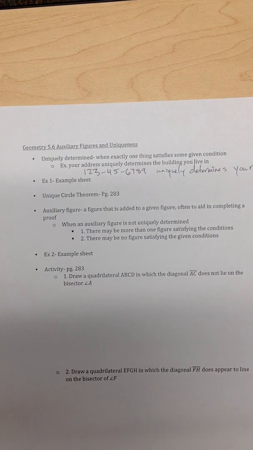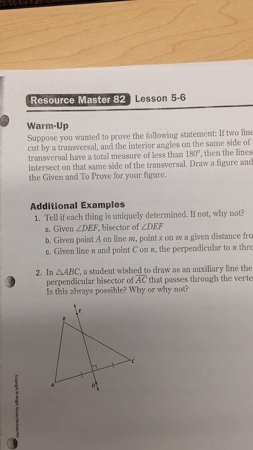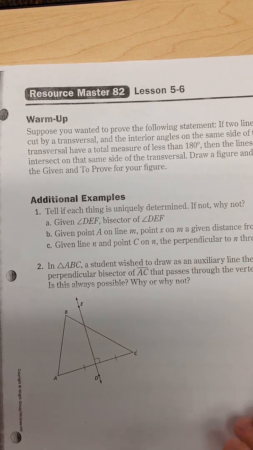Next thing we've got here is on our example sheet, example 1. On the Google site, there should be an example sheet that looks like this. We're going to do the first one here. Tell if each thing is uniquely determined, and if not, say why not. We can do that with a picture if we would like. For this first one, we've got to figure out if, given the angle DEF, there's only one bisector of DEF, or if we could have multiple bisectors of DEF.